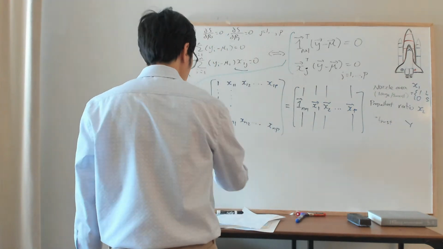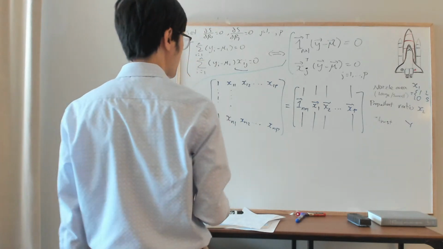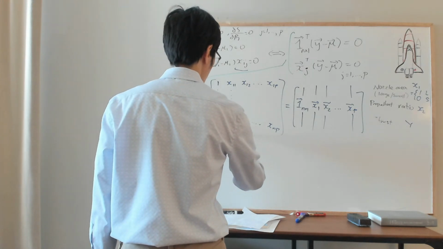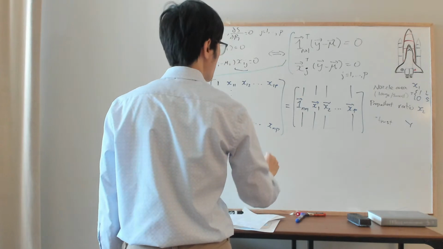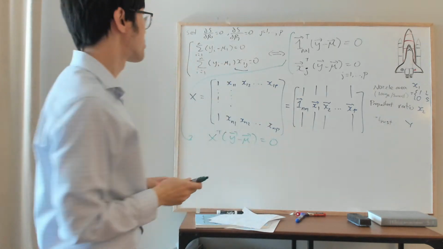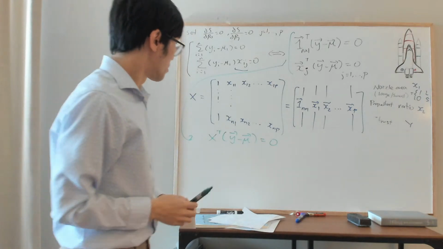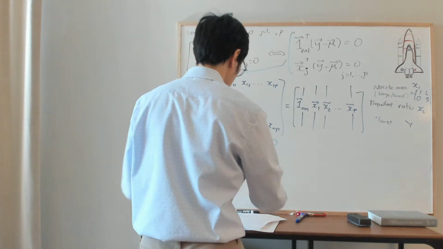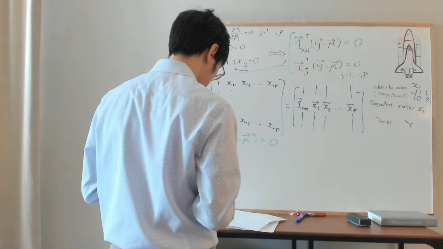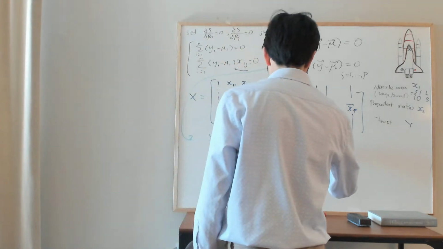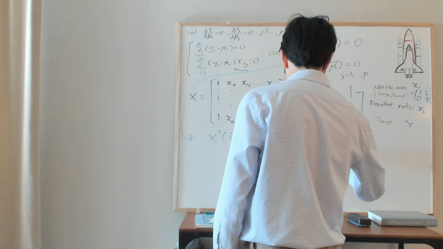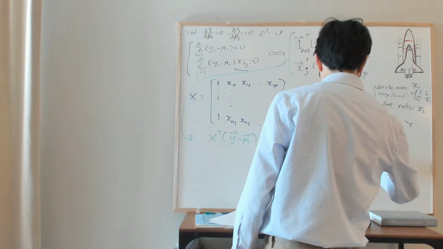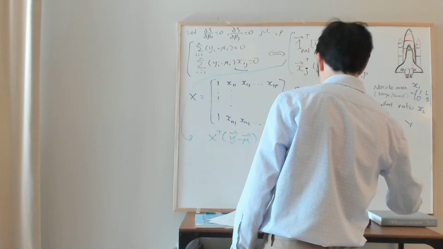Okay, so all we have is X transpose times y minus mu equals 0. This is the equation that gives us the least squares solution for beta.